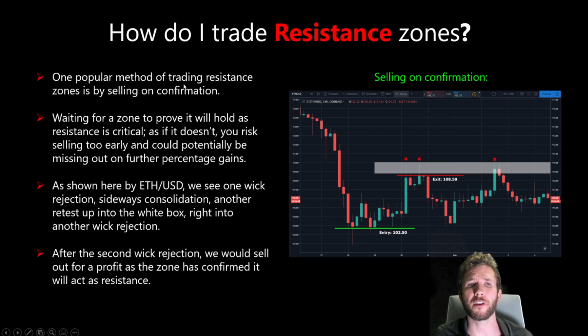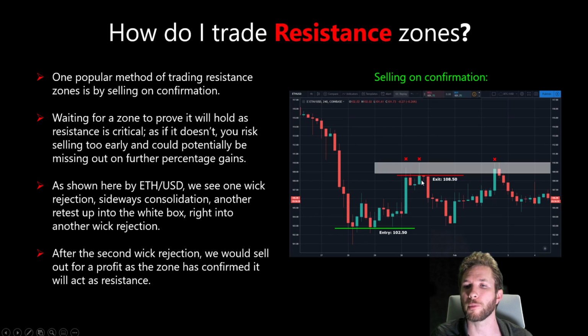One popular method of trading resistance is by selling on confirmation. We talked about that before. So we had this strong reaction zone, came down. We reacted off this, came back up, and then we reacted again, and then came back down. So again, we've got that 1, 2, and then we started to get the reaction. This is on a 4-hour.